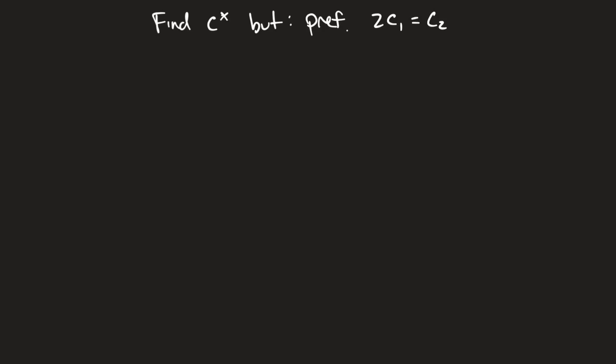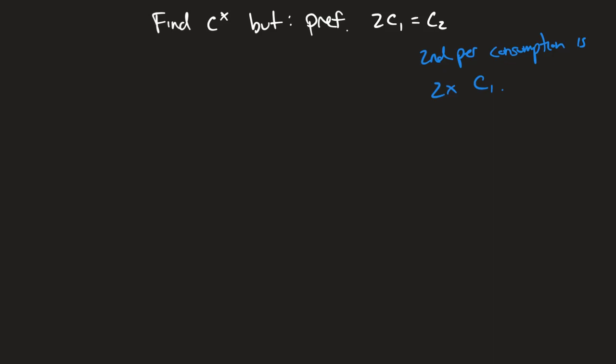Let's go ahead and write that down. Second period consumption is 2 times C1. So I'm consuming twice as much in the future, and that's what we're going to solve here.